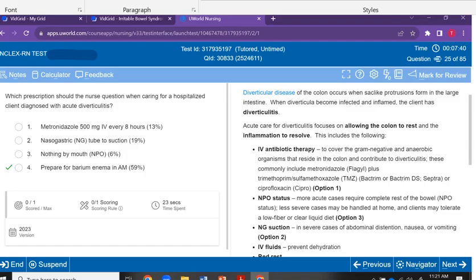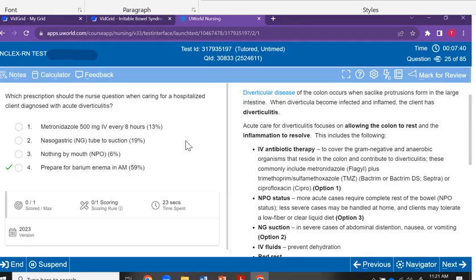Do not give a barium enema. Do not put anything in the colon when you have acute diverticulitis. We're going to have a perforation if we do, right? Let me mention this. Metronidazole is one of the antibiotics that they usually treat this inflammation with in the real world, so that's okay. Nasogastric tube, right? We might need to remove some pressure off the colon, and then nothing by mouth. Obviously, you can't put anything in the mouth if your colon's not working correctly.